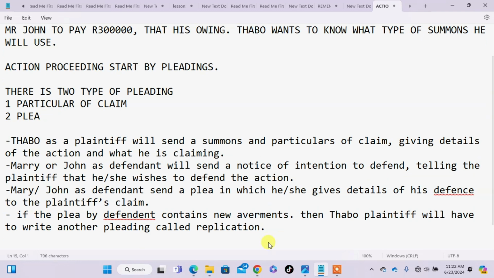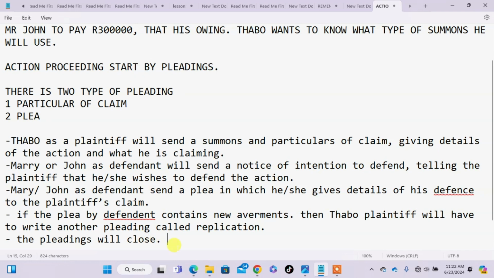Then after the pleadings have been written, the pleadings close. The pleadings will do what? Will close. So these are the steps that take place during the pleadings.